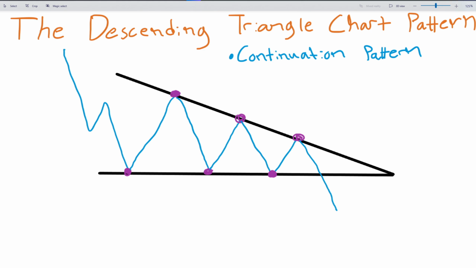But as always, when it comes to technical analysis, and this is very important, we always talk about probabilities and there are no certainties. So this pattern can actually break to the upside. And when a descending triangle breaks to the upside, it can actually act as a reversal pattern. But most of the time, it is a continuation pattern. Let's take a look at our example on Bitcoin and why that is a descending triangle.